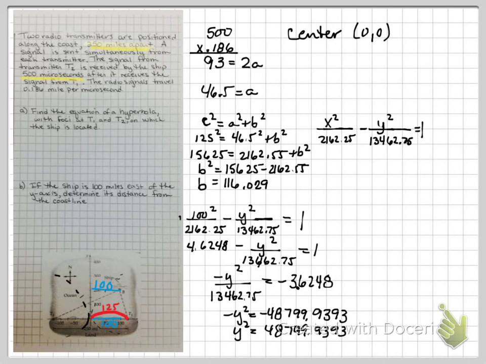And we get that y is equal to 220.9071. So our ship is 220.9071 miles from the coastline.